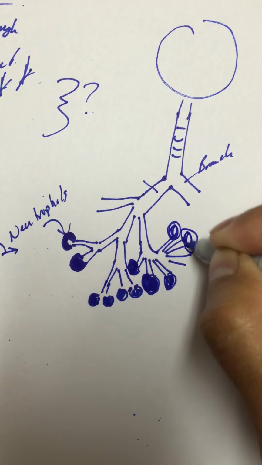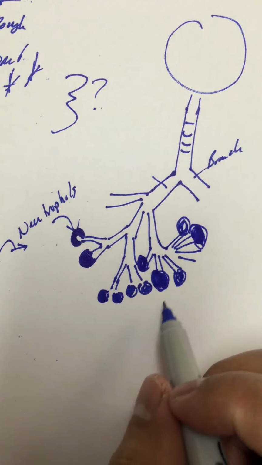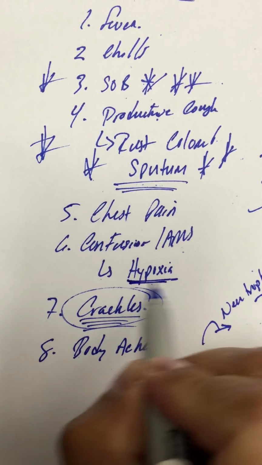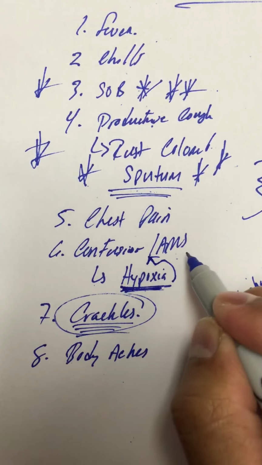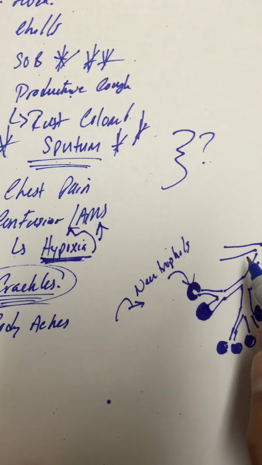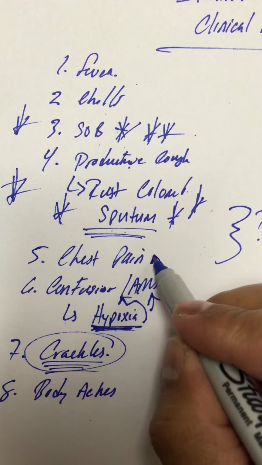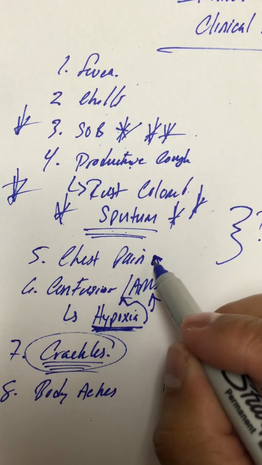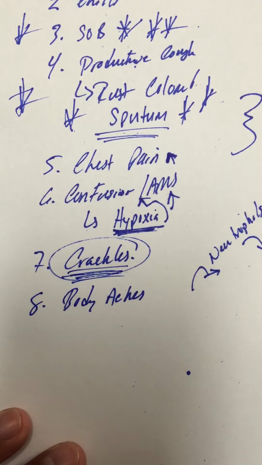Now, if these become fluid-filled, air exchange cannot occur. And as a result, you become hypoxemic. As a result of hypoxemia, you can have confusion, altered mental status. You have more pressure in your chest. This can result in some chest pain, some congestion. Again, this will cause chest pain. The fluid accumulation will result in crackles if you auscultate.